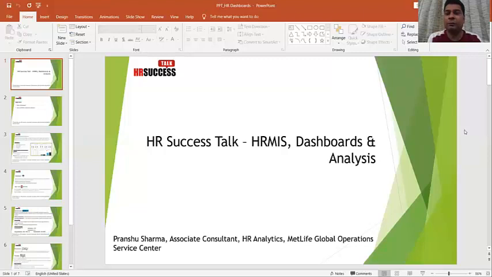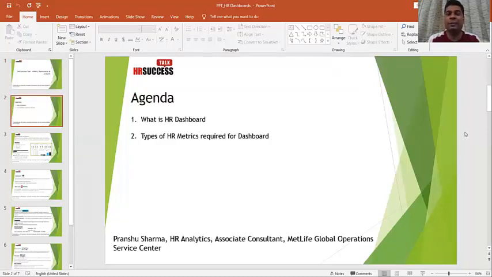Hello everyone, my name is Pranshu Sharma. I'm a part of HR Analytics at MetLife. Today I will be talking about HRMIS dashboards and analytics. I would be covering two topics today. First is what is an HR dashboard all about, and types of HR metrics required to design a dashboard. So let's deep dive into the presentation and see.